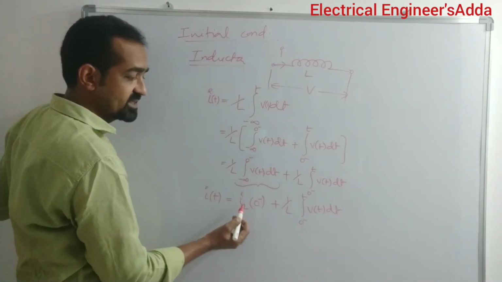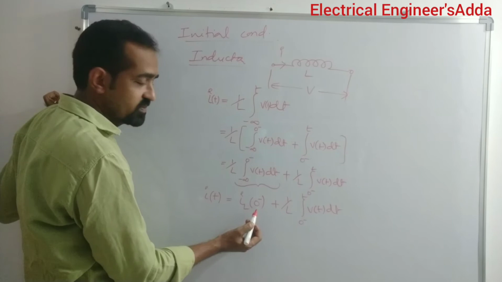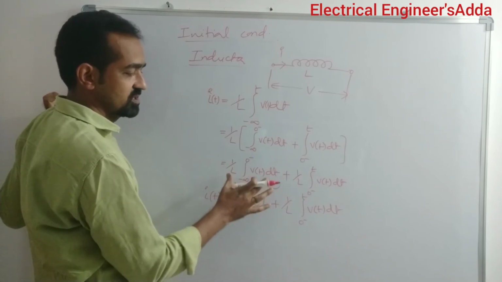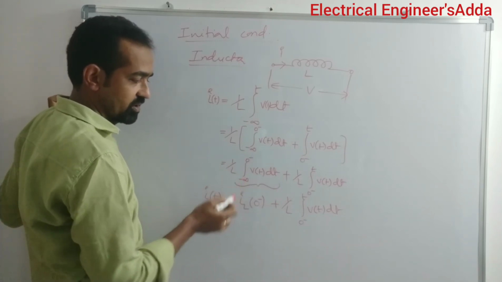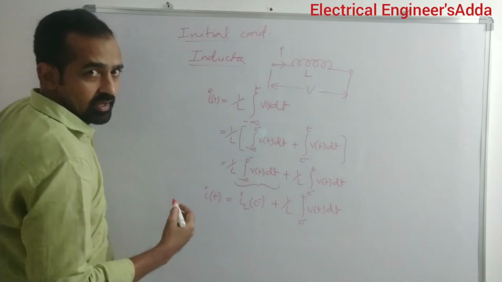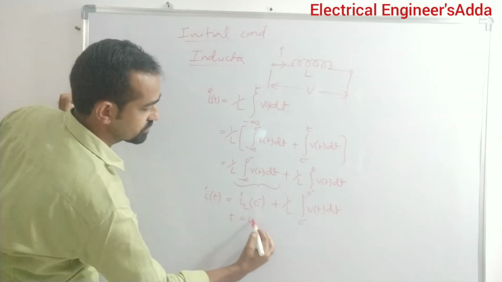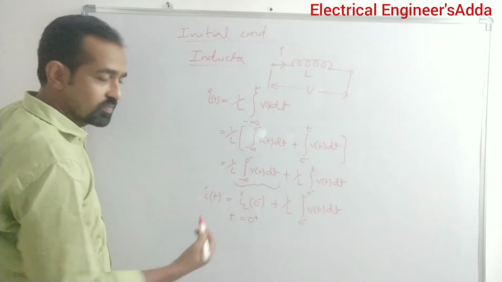This total can be written as IL of 0 minus. IL of 0 minus means here before closing the switch. Before closing the switch. Okay. Here, at t is equal to 0 plus.